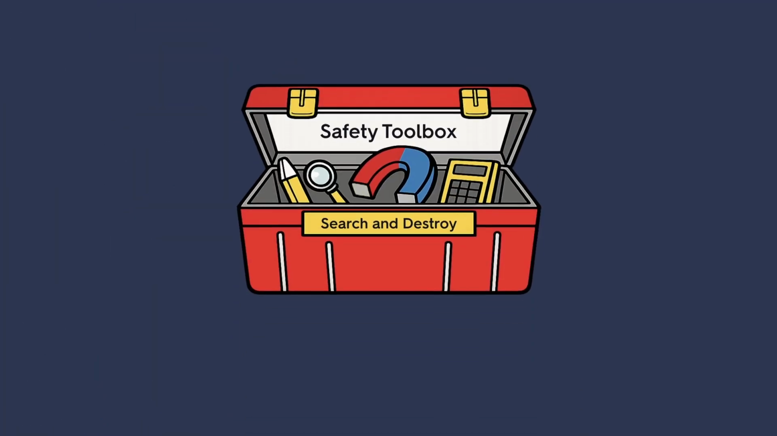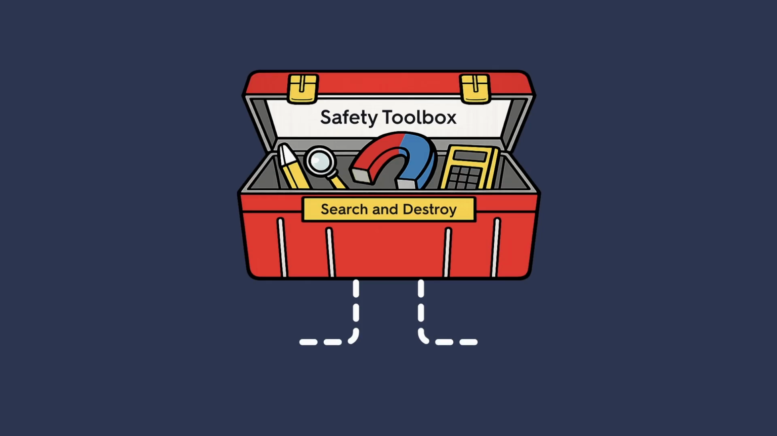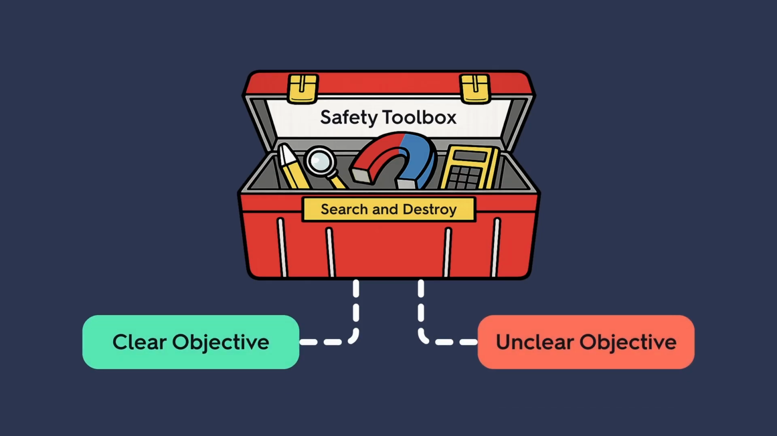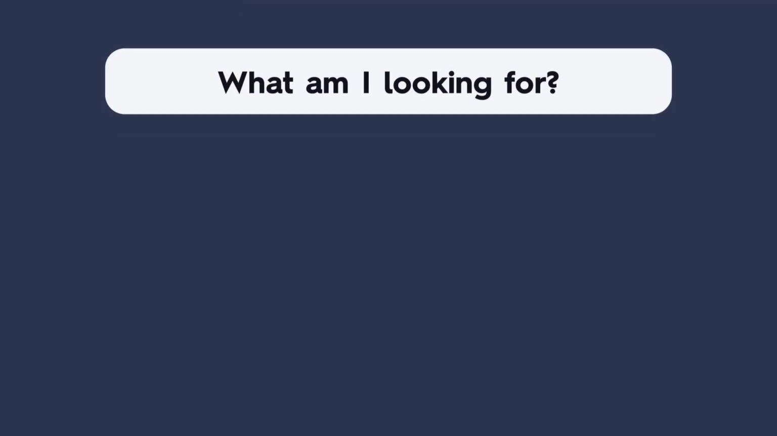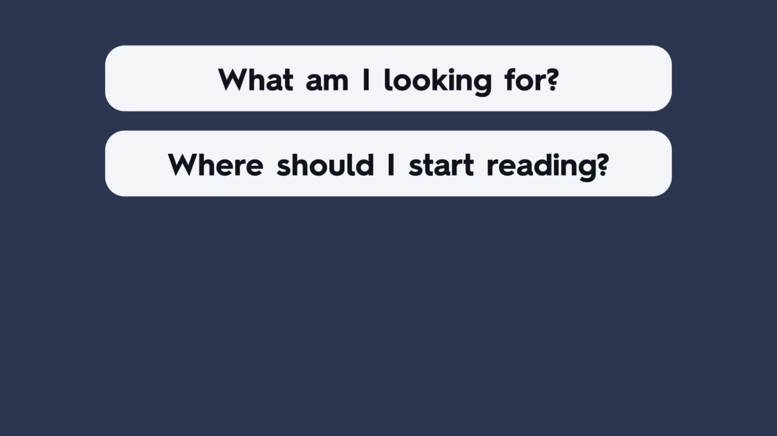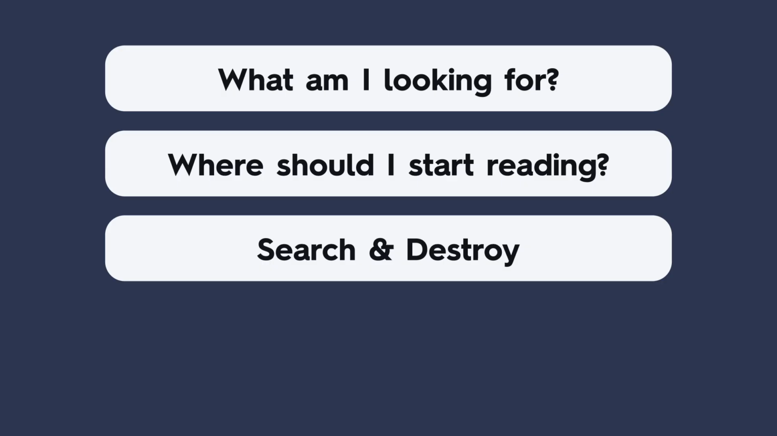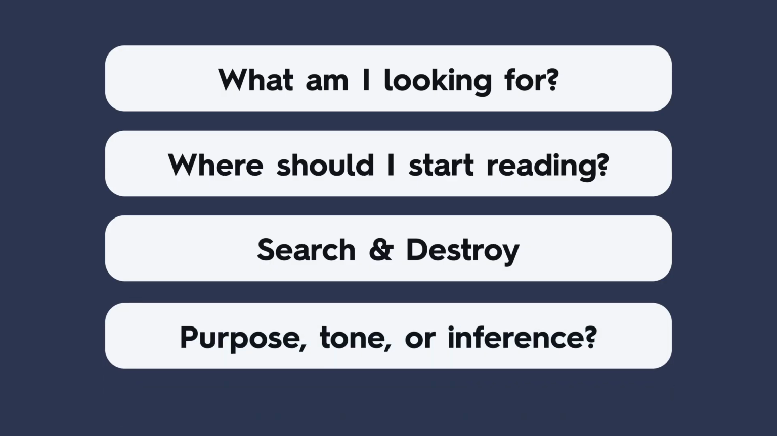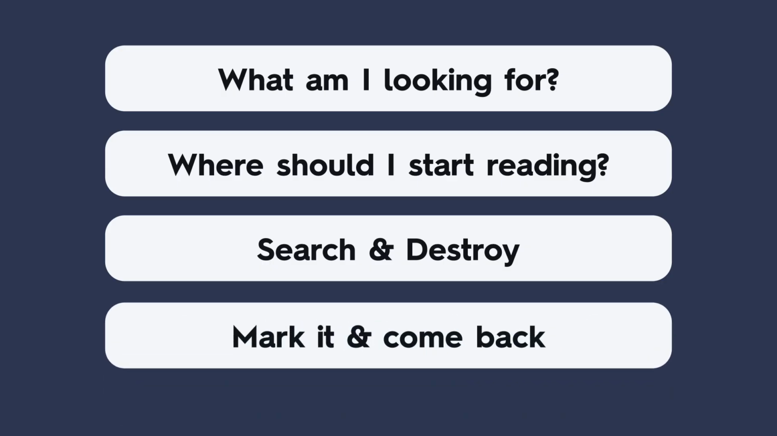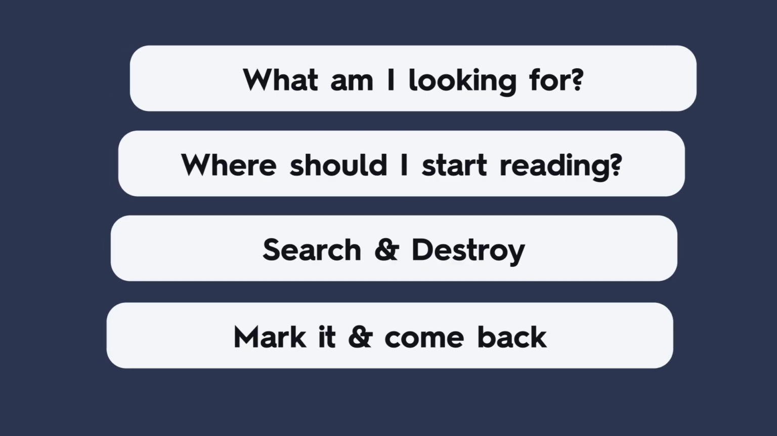A line reference question is true, search and destroy only when the objective is clear and direct. You know what you're looking for, and the lines give you a reliable starting point. Then, you confirm it with nearby context. Ask yourself 2 questions. What am I looking for, and where should I start reading? If the task is concrete, like a detailed cause or definition, use search and destroy. If it's about purpose, tone, or inference, mark it and come back later after you've read more of the passage.